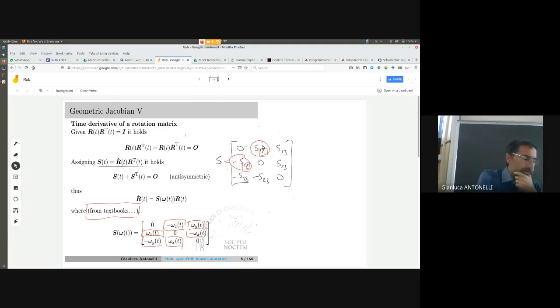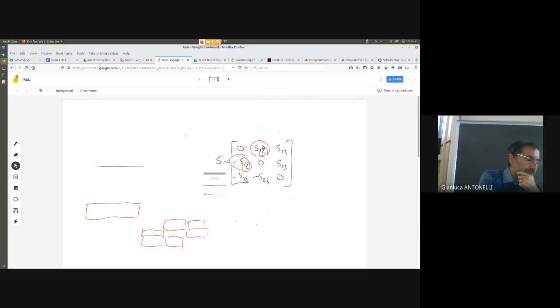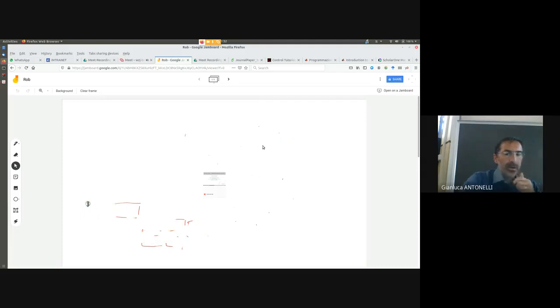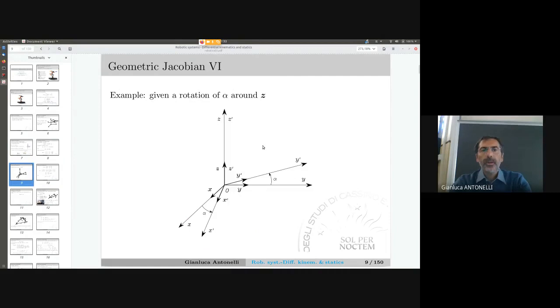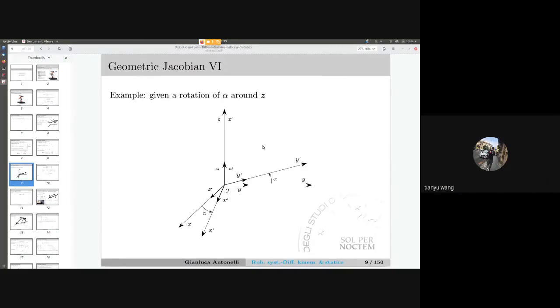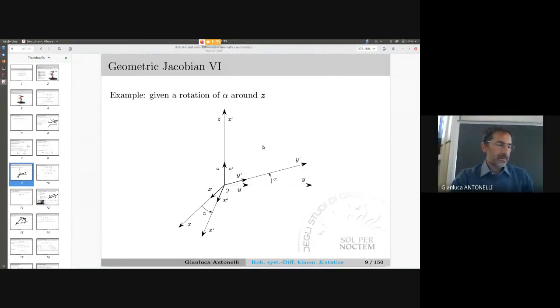And we now make a simple example. Let us compute a rotation. Let us give a rotation of alpha around Z. So this is elementary. And let us compute the angular velocity.